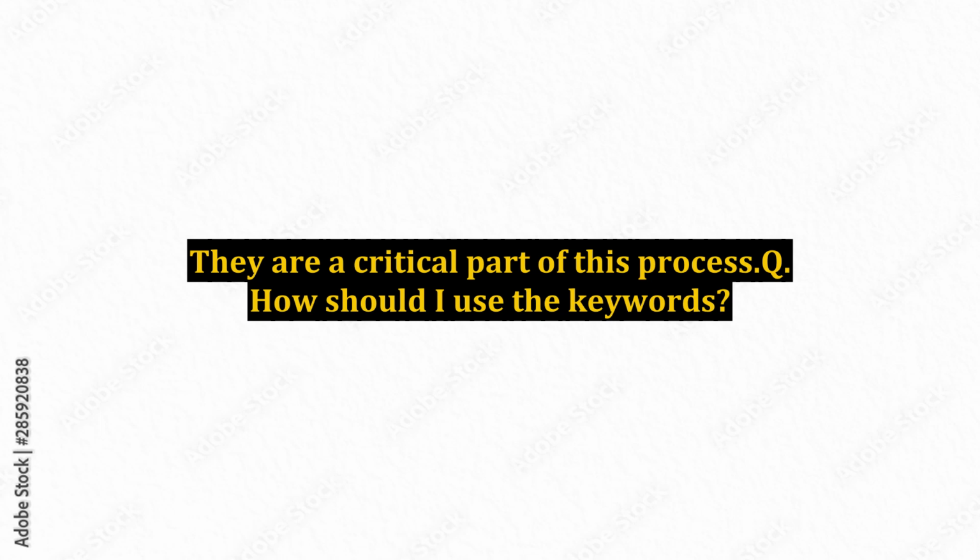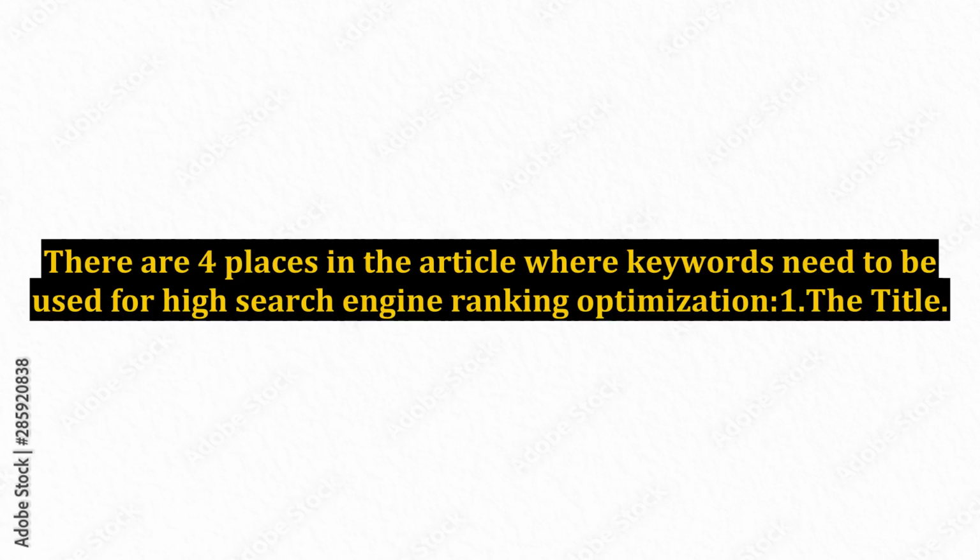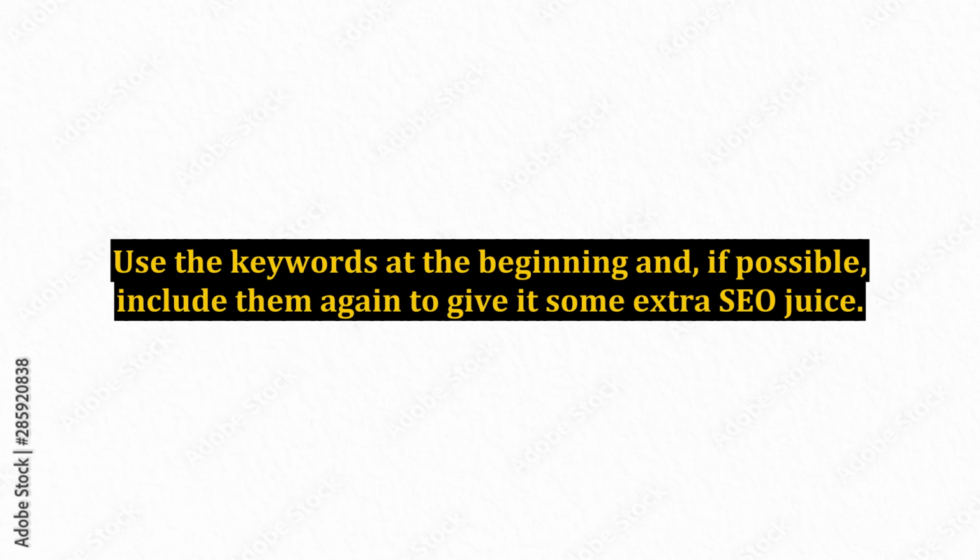Q. How should I use the keywords? A. There are four places in the article where keywords need to be used for high search engine ranking optimization. 1. The title. Use the keywords at the beginning and, if possible, include them again to give it some extra SEO juice. 2. The opening paragraph.